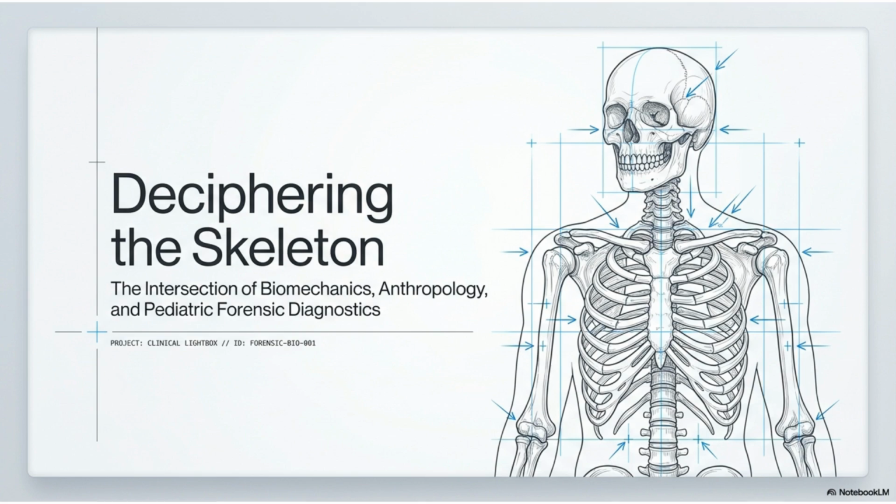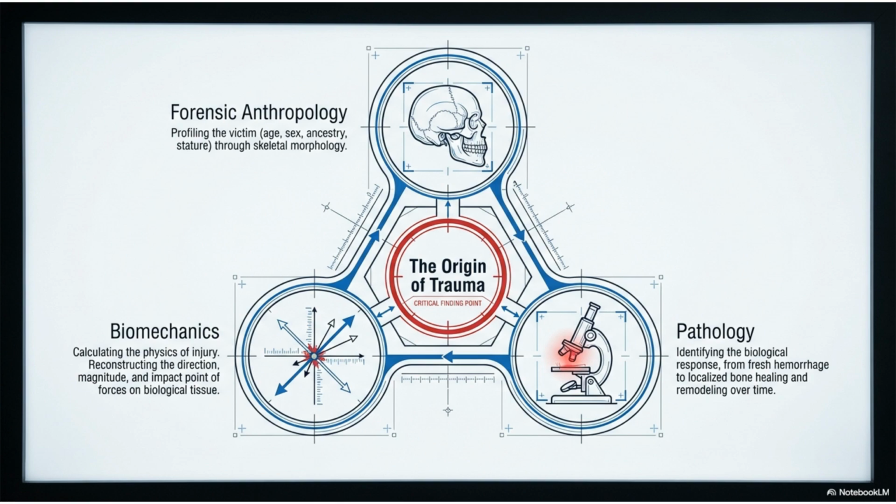Welcome to this video on deciphering the skeleton, focusing on the intersection of biomechanics, anthropology, and pediatric forensic diagnostics. Forensic skeletal analysis brings together three key disciplines to determine the origin of trauma. Forensic anthropology profiles the victim, biomechanics calculates the physics of injury, and pathology identifies the biological response to the trauma.